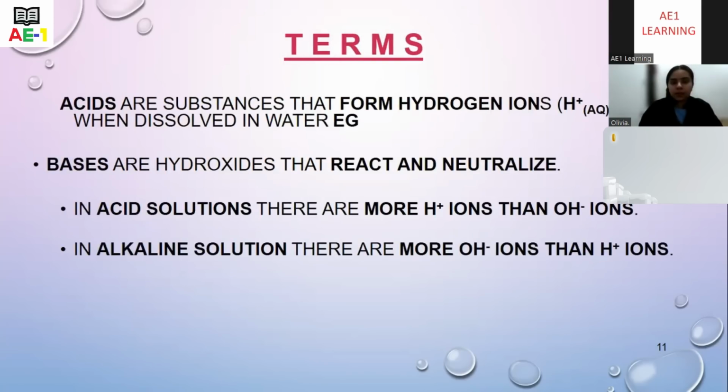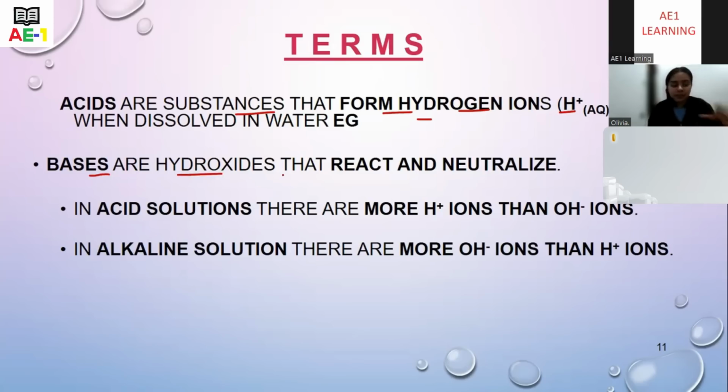Okay. Let's have an overview of all we did till now. First of all, we talked about what acids are. Acids are substances that form hydrogen ions. This is how we write it, hydrogen ions. Whenever you dissolve a substance in water and it gives more hydrogen ions, that represents that the substance is acidic in nature. Whereas bases are hydroxides.